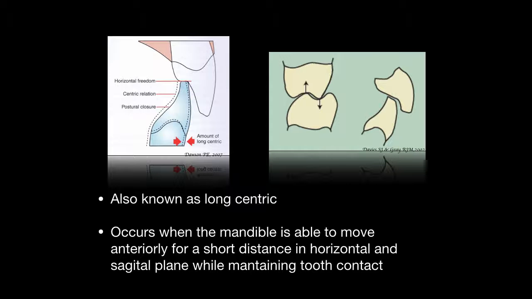Freedom in centric. Freedom in centric is also known as long centrics. It occurs when the mandible is able to move slightly anterior for a short distance in horizontal and sagittal plane while maintaining tooth contact.